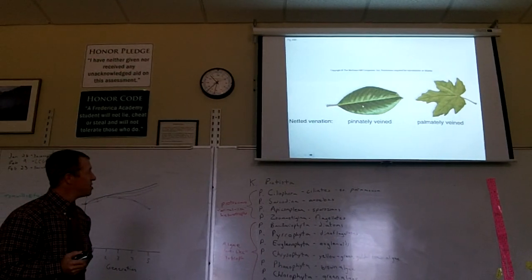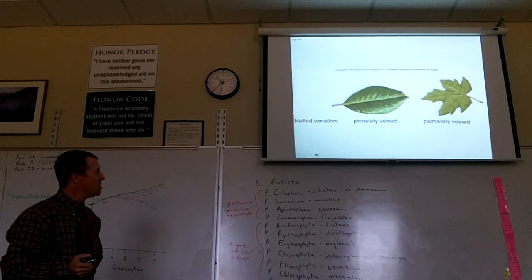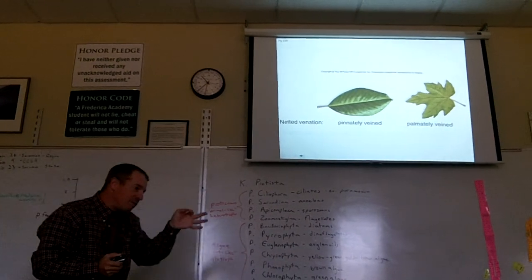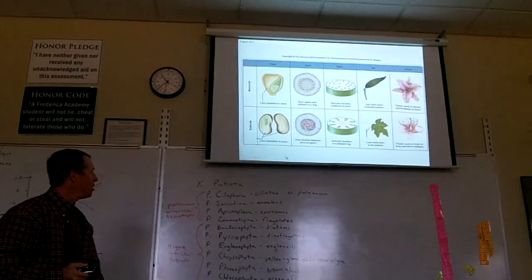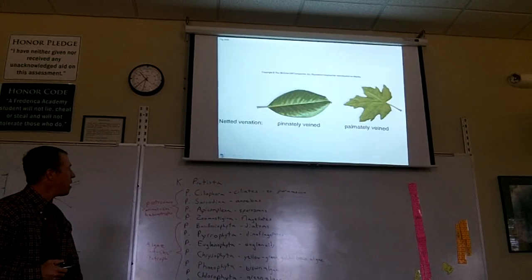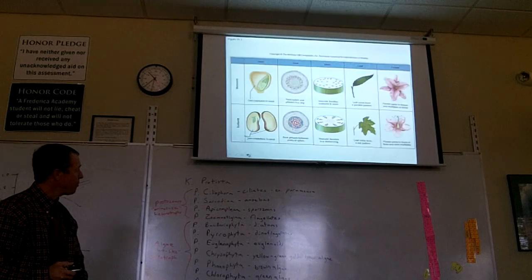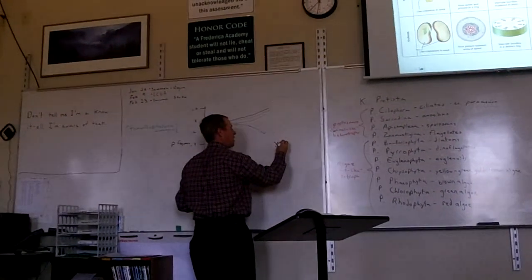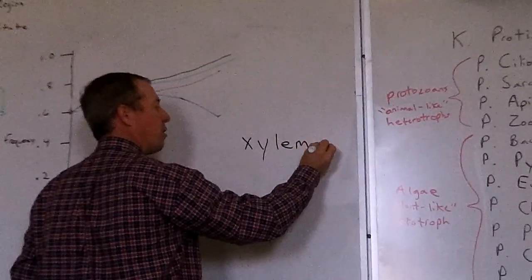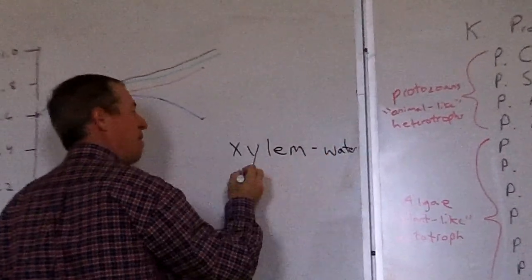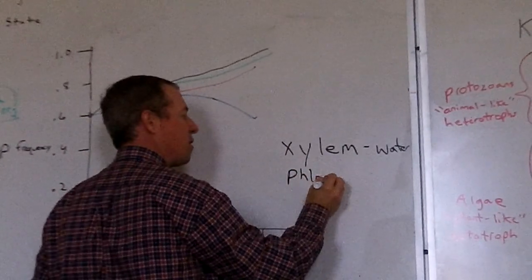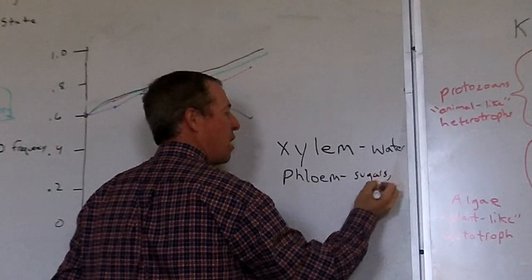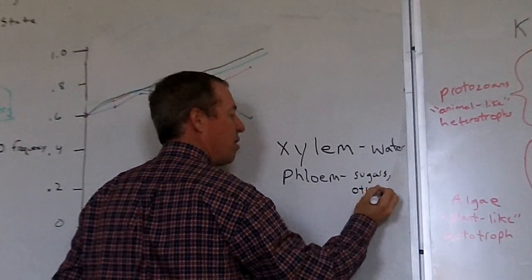The little lines that you see there, those are veins, leaf veins. All leaves, roots, and stems have little tubes running through them. The tubes are called xylem and phloem. Xylem tubes carry water, and phloem tubes carry sugars and other nutrients.